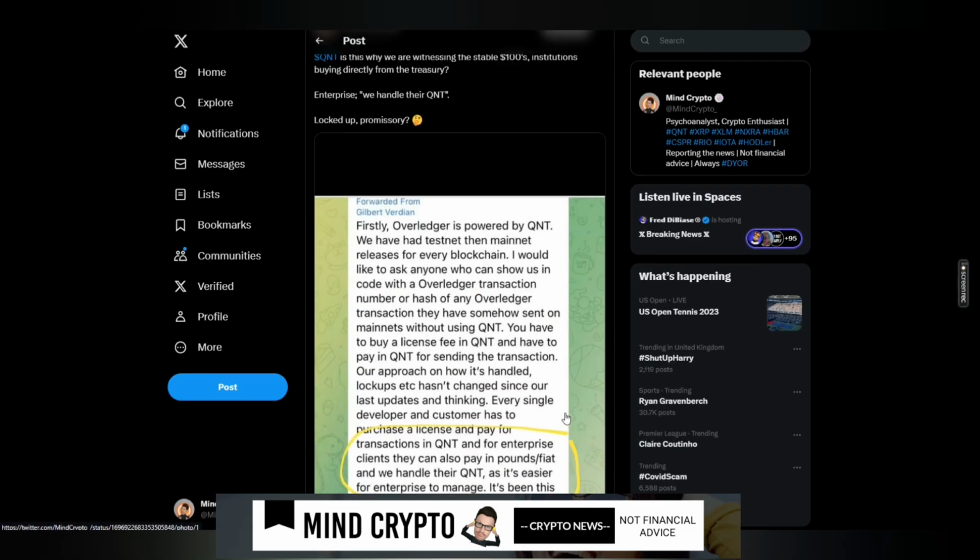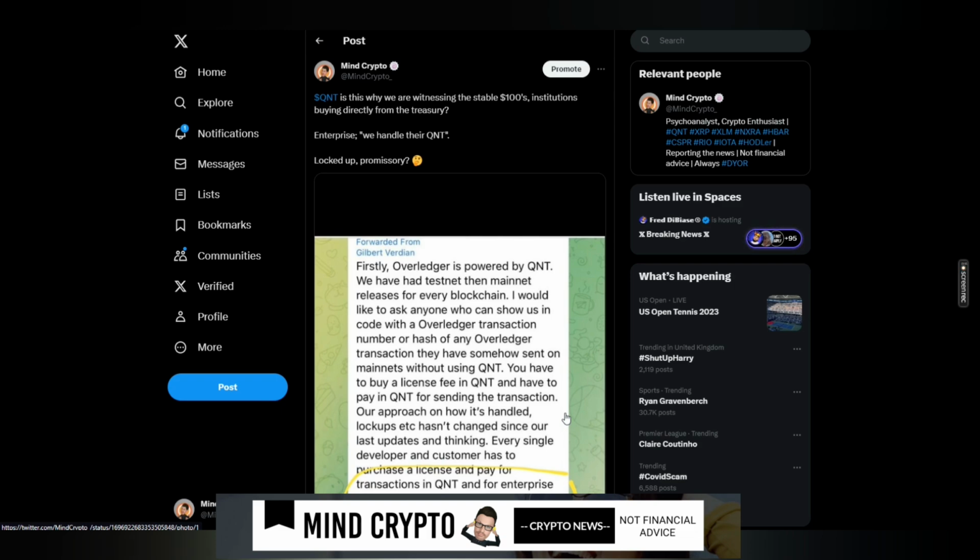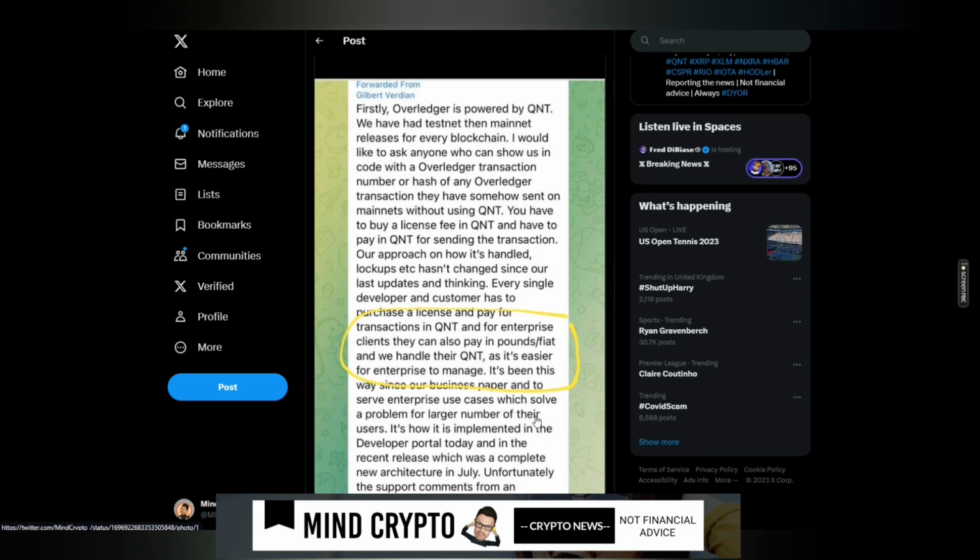Now, I posted this yesterday with regards to Quant. Is this why we are witnessing the stable 100 coin? Institutions buying directly from the Treasury, and Enterprise, we handle their Quant. And we see this message from Gilbert Verdian. Firstly, Overledger is powered by Quant. We have had testnet, then mainnet releases for every blockchain. I would like to ask anyone who can show us in code with an Overledger transaction number or hash of any Overledger transaction they have somehow sent on mainnets without using Quant. You have to buy a license fee in Quant and have to pay in Quant for sending the transaction.